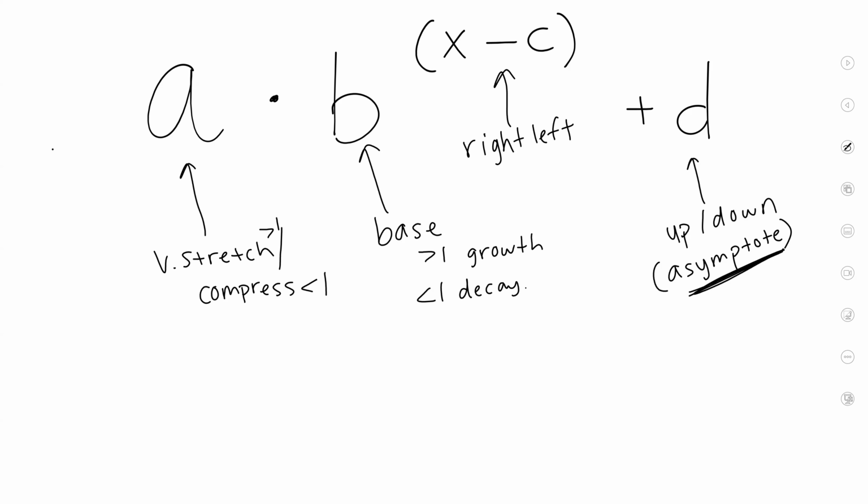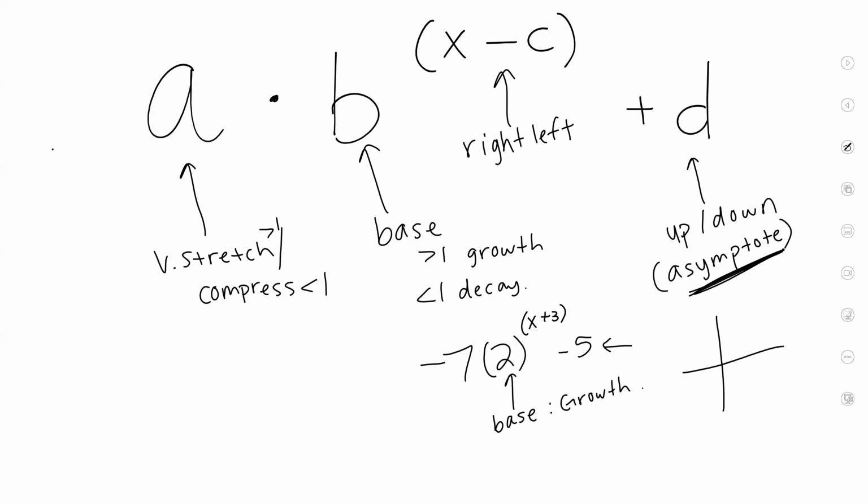So just a quick example. Let's say you have 7 times 2 to the x plus 3 minus 5. Okay, this is your base. Is this going to be growth or decay? Okay, so this is growth. Your base tells you if it's growth or decay. This tells you what?